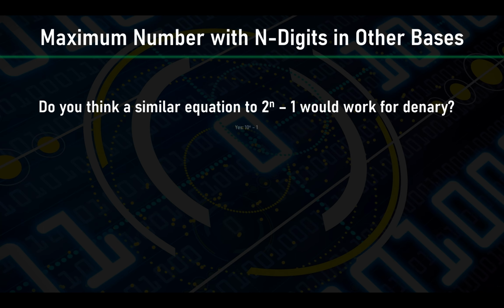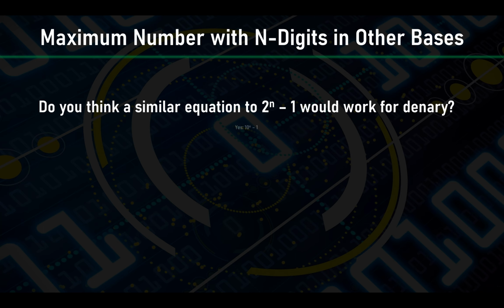And this is actually more intuitive, because with 1 digit, the maximum we can represent is 9. And 10 to the power of 1 is 10, therefore 10 minus 1 is 9. With 2 digits, the maximum is 99, and with 3 digits, 999. Hopefully you can see how this makes sense. So if we think about the general formula, it's b, where b is the base, to the power of n minus 1.